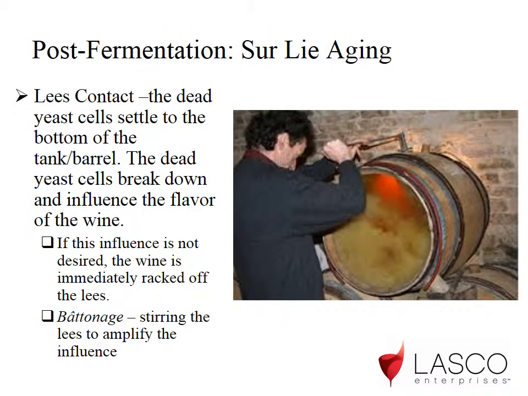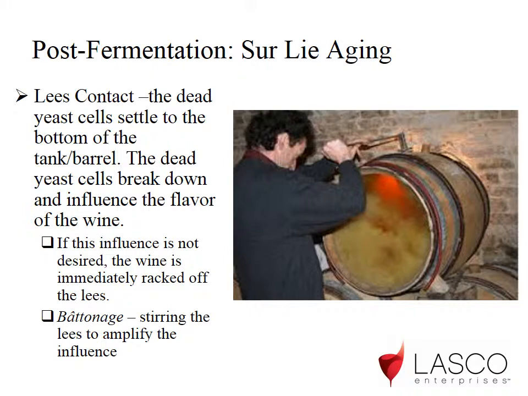Allowing the wine to remain in contact with the lees is another stylistic choice faced by winemakers. After fermentation, the dead yeast cells settle to the bottom of the tank or barrel. This sediment is known as lees. As the dead yeast cells break down in a process called autolysis, they release compounds that influence the flavor and texture of the wine. White wines with extended lees contact develop more complex, less overtly fruity flavors and a richer mouthfeel than they would otherwise.